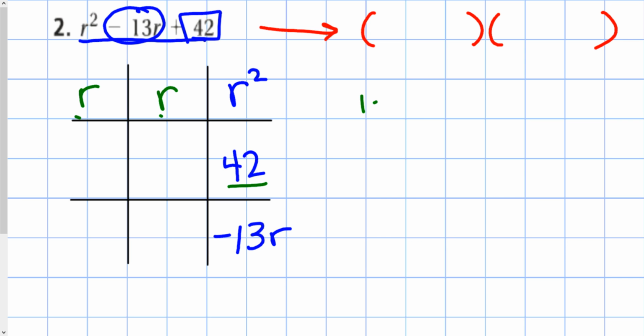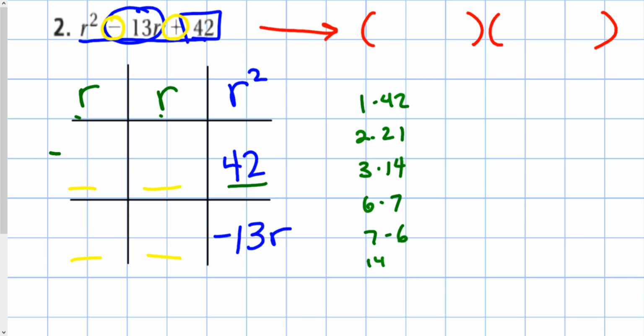Then I have to try to figure out what two numbers multiply to give me 42. Now, 1 times 42 is a possibility, 2 times 21, 3 times 14, 6 times 7, 7 times 6, 14. There's a whole bunch of possibilities. But one thing you need to notice is there's a negative here and a positive here. So I have to figure out two numbers that multiply to give me a positive 42, but that will add together to give me negative 13. And if two numbers multiply to give you a positive, but add to give you negative, that means both of them have to be negative.